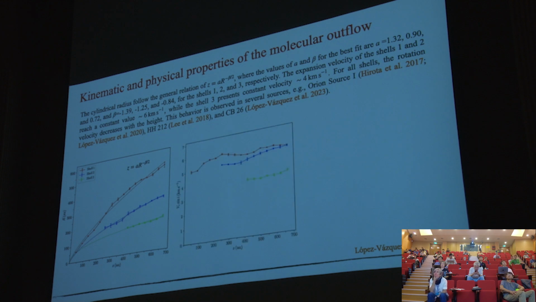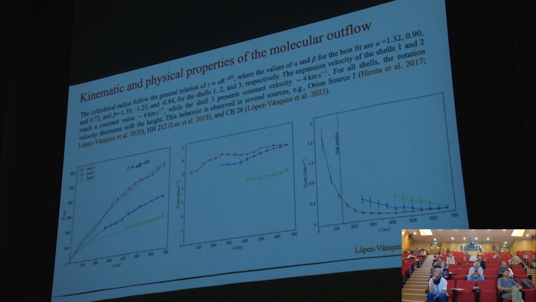Also the expansion velocity. The expansion velocity is along the line of sight, and it tends to a constant value of around 6 kilometers per second in the two external shells, and around 4 kilometers per second for the internal shell. And finally, the rotation velocity decreases with the height.